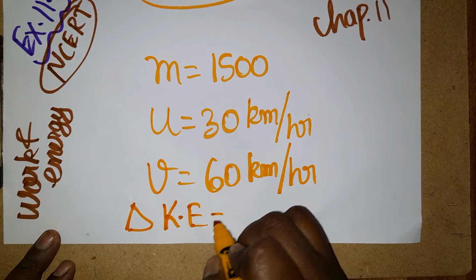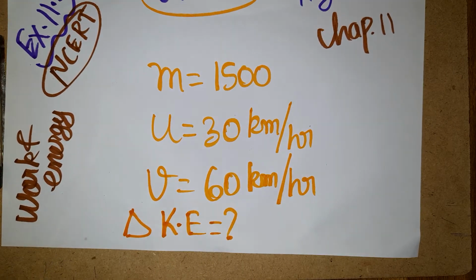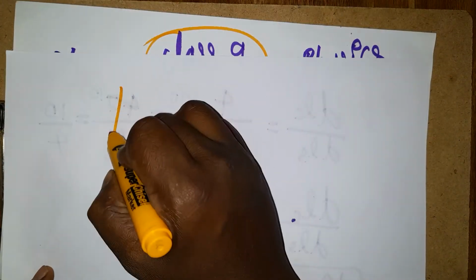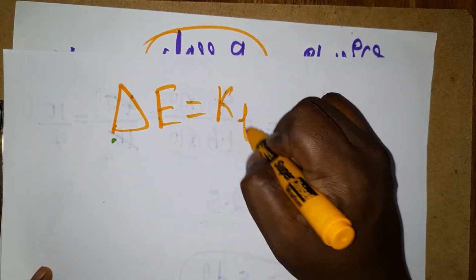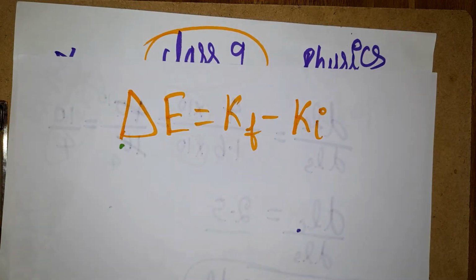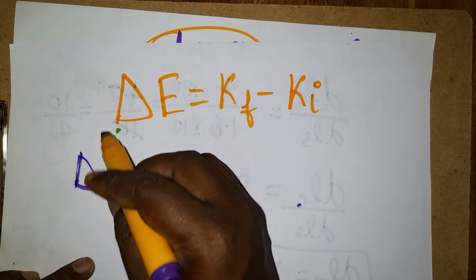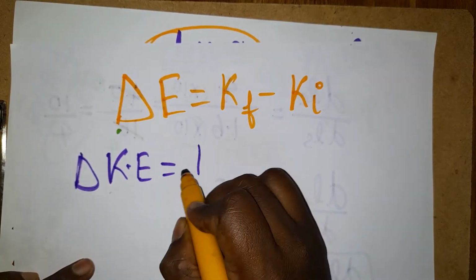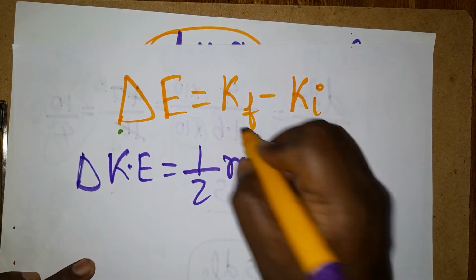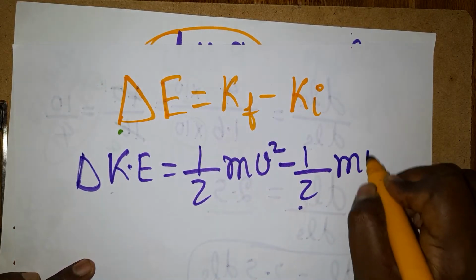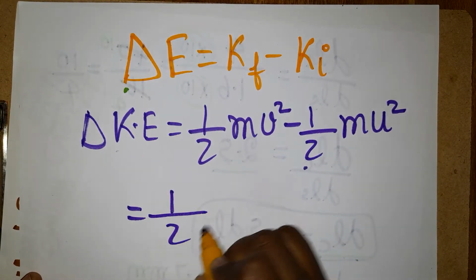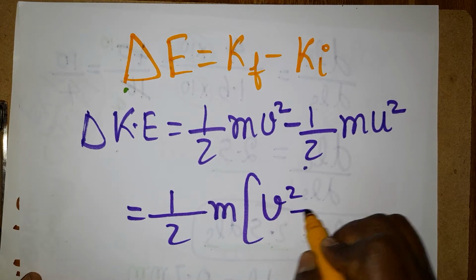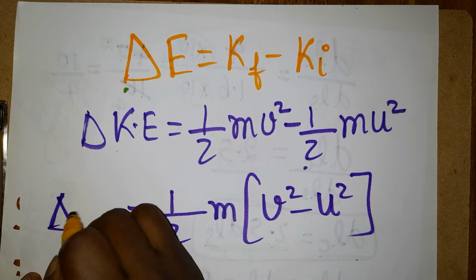Now one by one I am going to teach you. The kinetic energy formula is half m v square. They asked for the change in kinetic energy, which is equal to kinetic energy final minus kinetic energy initial. So the change in kinetic energy is half m v square, with the final velocity, minus half m u square, with the initial velocity. Half m is common, you can take it outside: half m times v square minus u square. This is the change in kinetic energy.